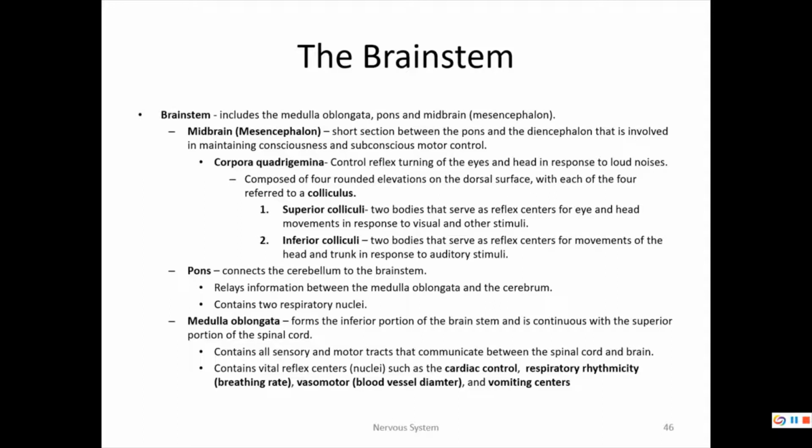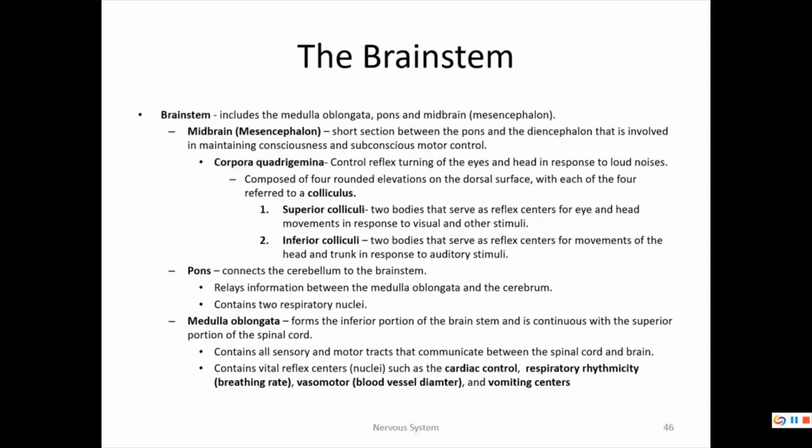The pons is a connection so that the cerebellum physically attaches to the brainstem here. And information that gets from the medulla oblongata to the cerebrum goes through the pons. And the pons contains the 2 respiratory nuclei. We will go into these respiratory nuclei in detail in the lectures, the names of them and what they do.